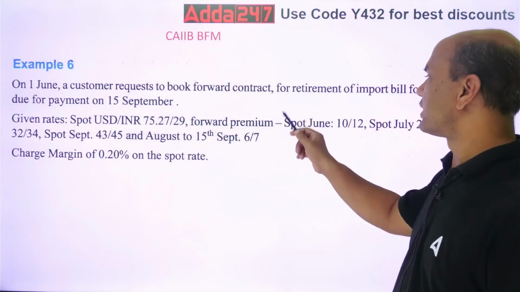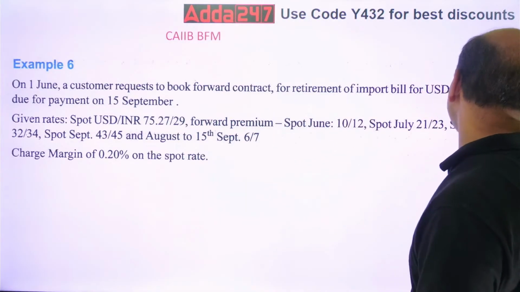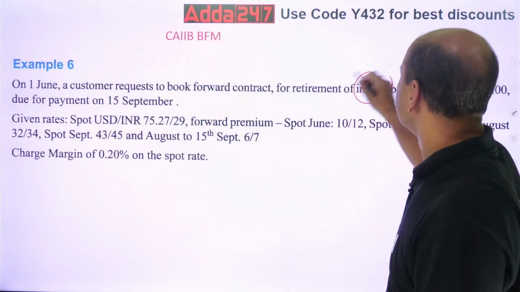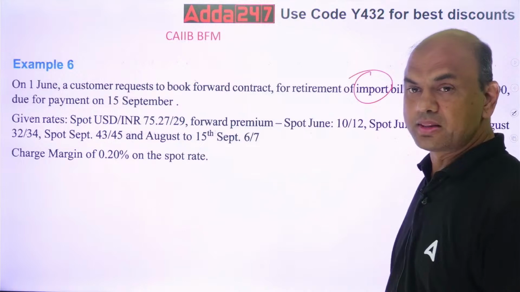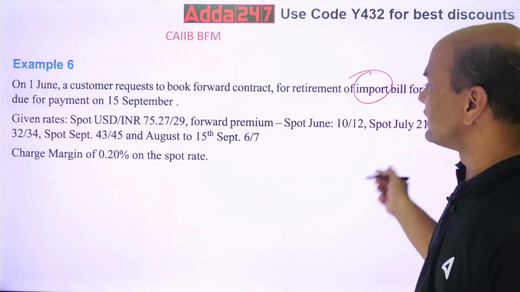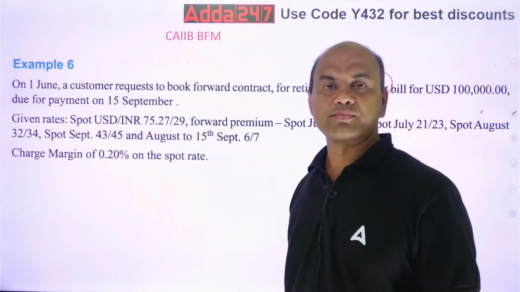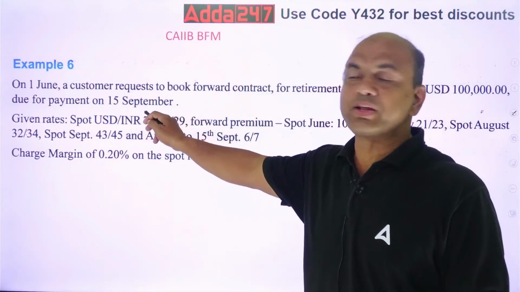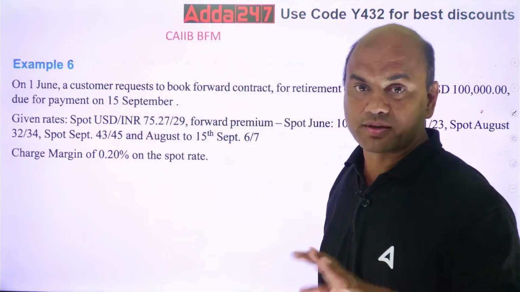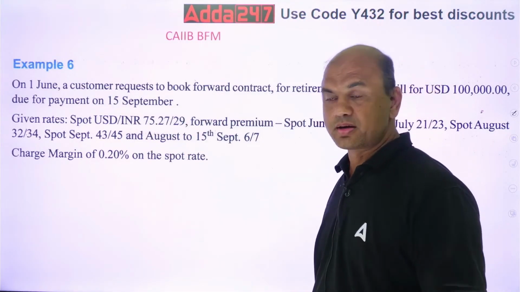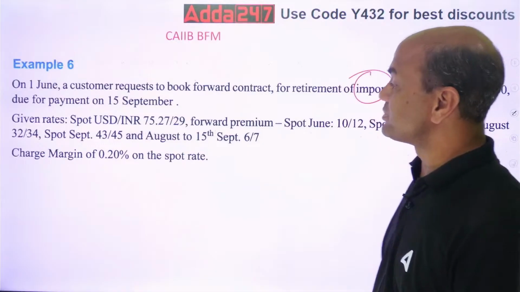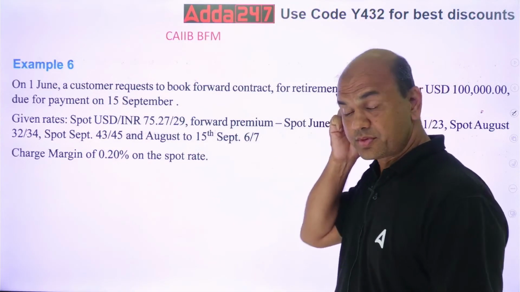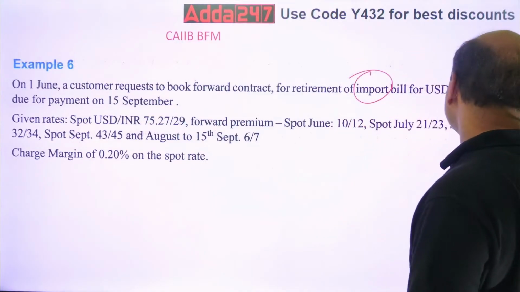Booking a forward contract for retirement of an import bill. Kindly note few points over here. First is import bill. Whenever you have an import bill, you have to take the right side, this side. Number 2, due for payment on 15th September. So it is in the mid of September, right? Then charge margin of 0.2% on the spot rate. Margin of 0.2%. Got it? So let's start.